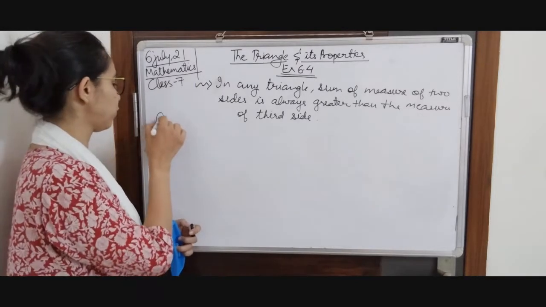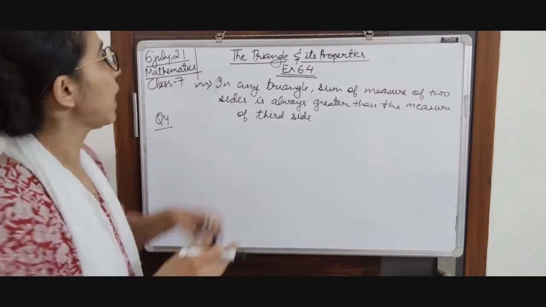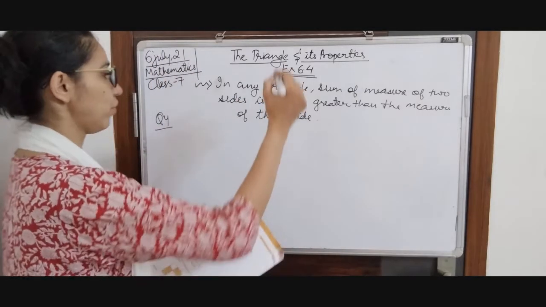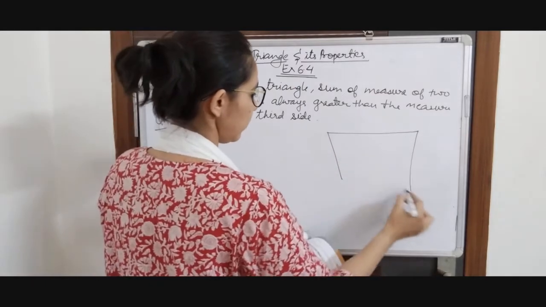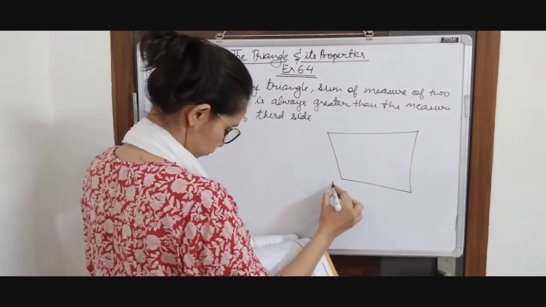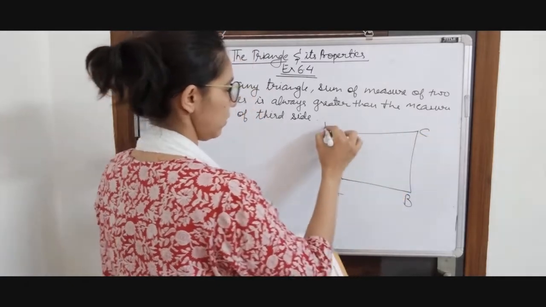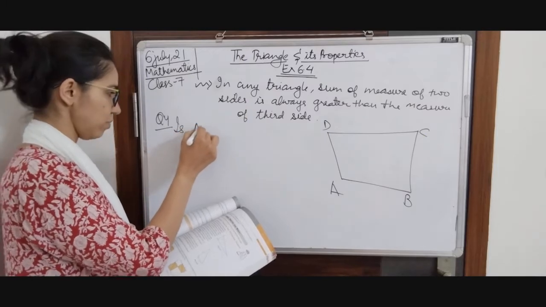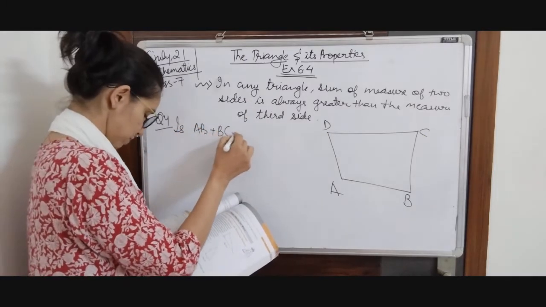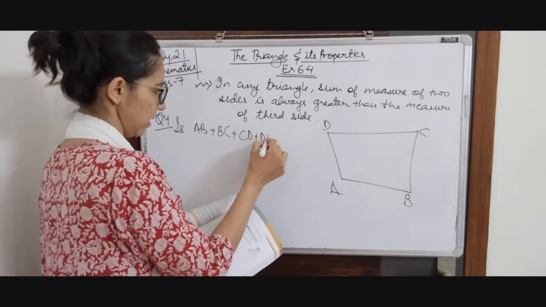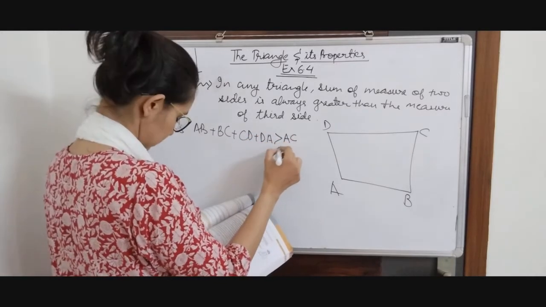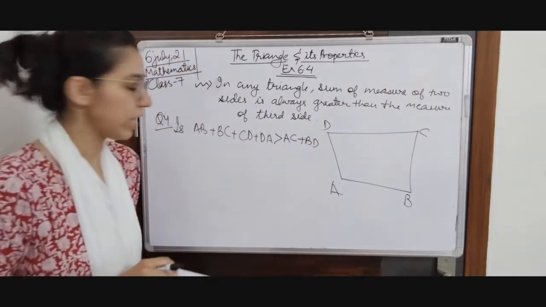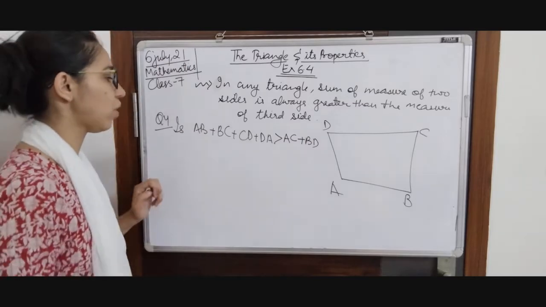We were doing question number 4. Question number 4 में we have that ABCD is a quadrilateral, okay? ABCD is a quadrilateral. It is not given that what kind of quadrilateral this is. AB plus BC plus CD plus DA is greater than AC plus BD, okay? AC plus BD. So we have to check if this is right or not.